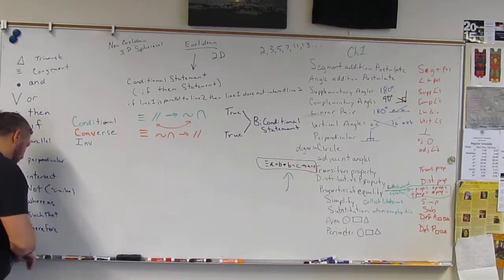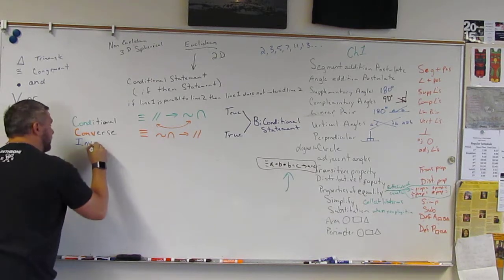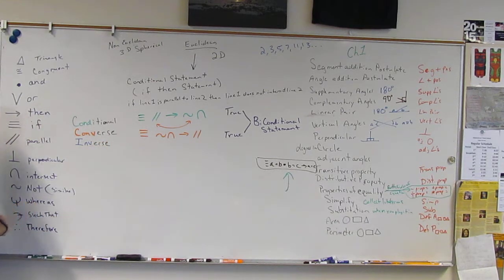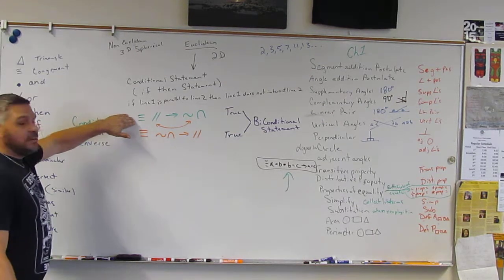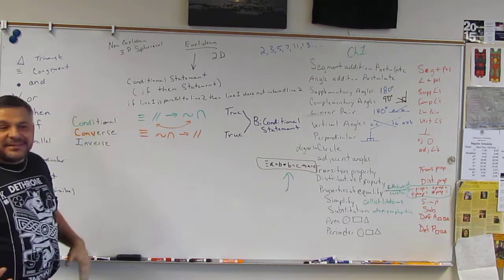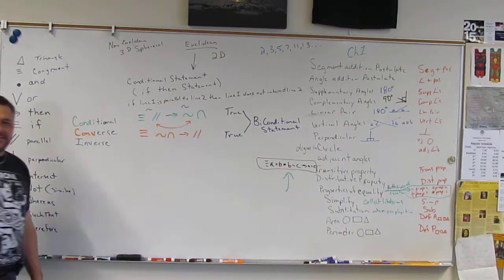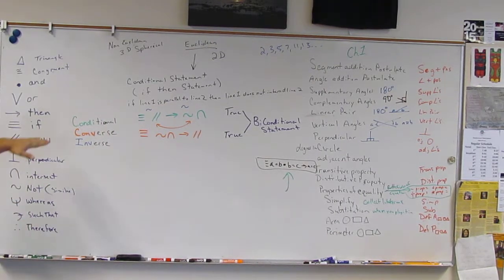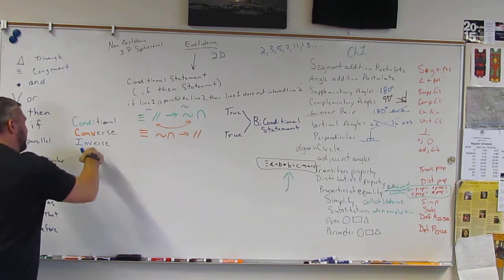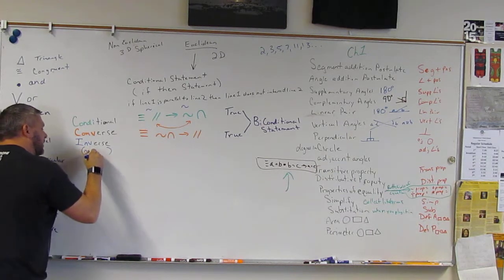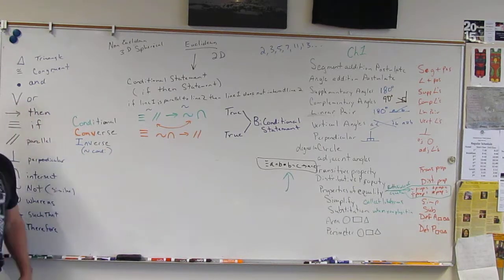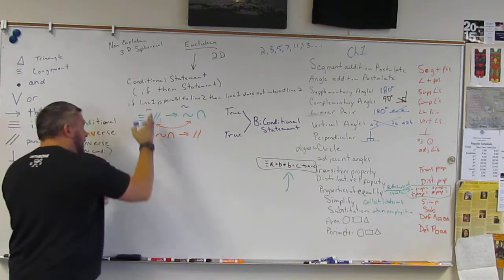In B, or what we call inverse. Okay? The inverse is this, but not. So you're taking this and you're going, it's not this and it's not this. Okay, so it's the first conditional statement, but it's saying not the conditional. So this is the not condi. Okay?